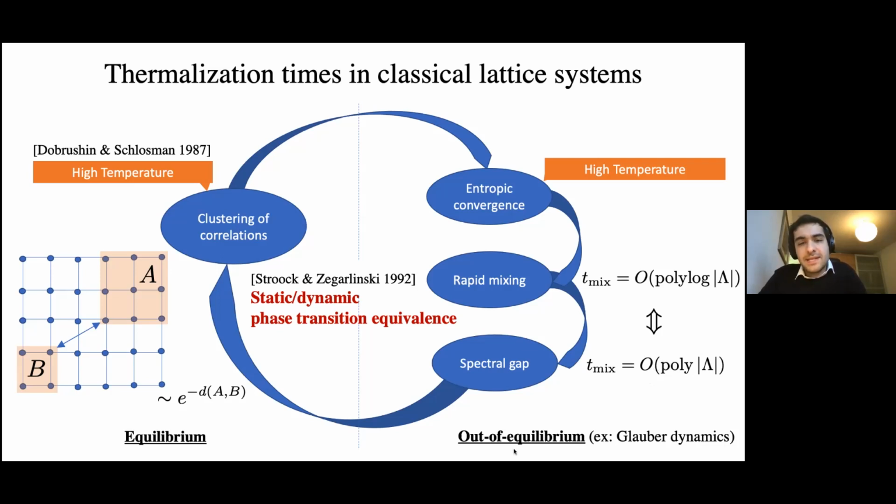But what is surprising is that this seemingly weaker type of convergence, this non-closure of the gap, is itself strong enough to imply the clustering of correlations that you would need to prove this faster convergence. So in some sense, static phase transition is accompanied by a dynamical phase transition, where at the same critical temperature, the dynamics will go from converging very fast to converging very slowly.